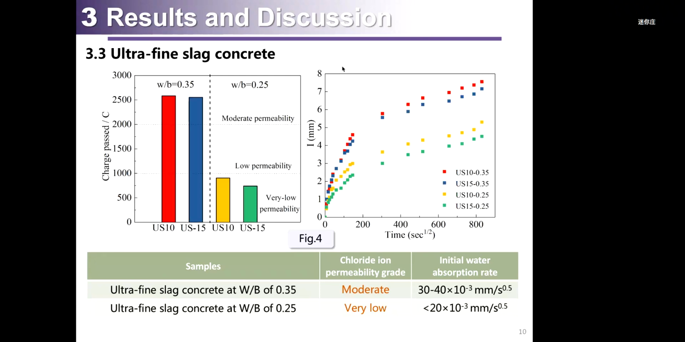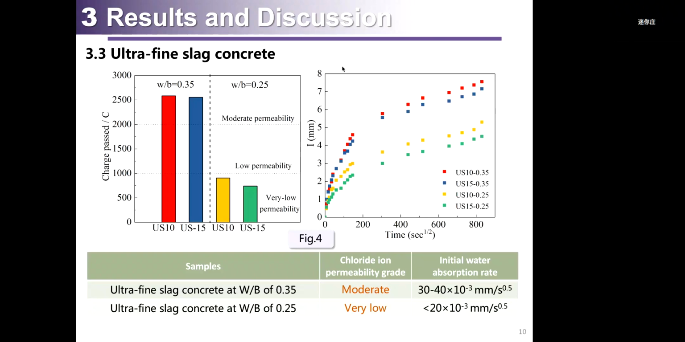On the basis of the above experiments, the water-to-binder ratio is further decreased. The initial water absorption rates of plain cement concrete and ultrafine slag concrete at a water-to-binder ratio of 0.35 are close to each other, or between 13 and 14 times 10 to the minus 3 millimeter per square root of the second, which corresponds to the moderate chloride ion penetration grade.